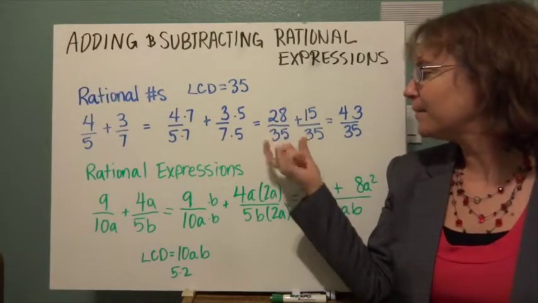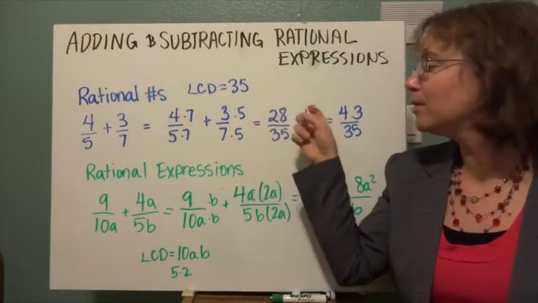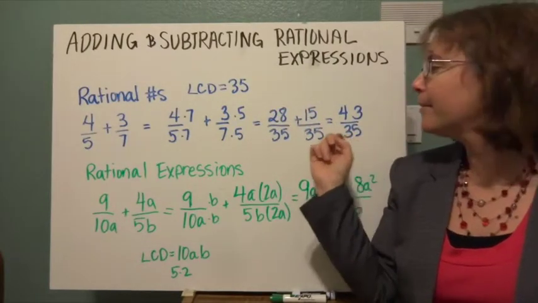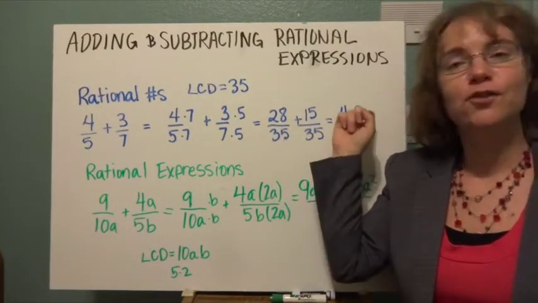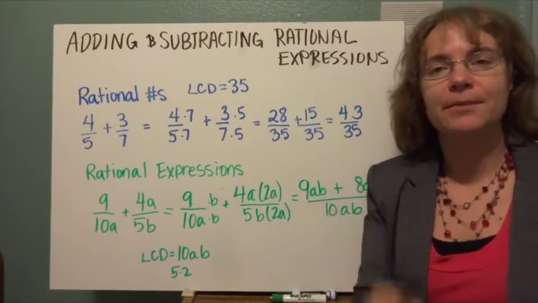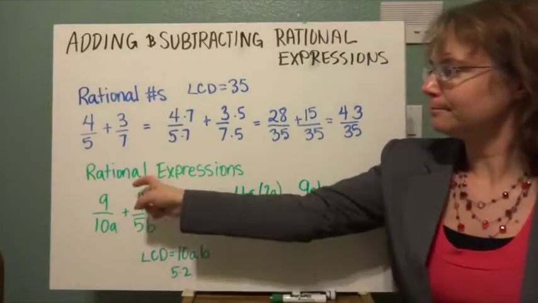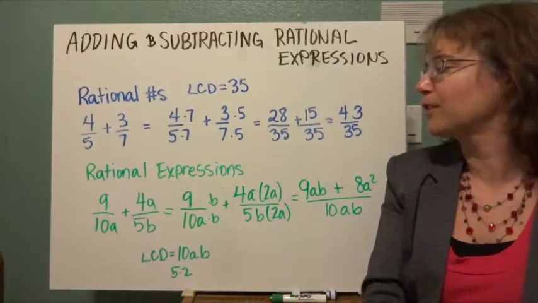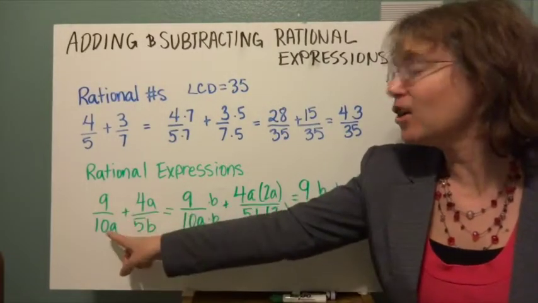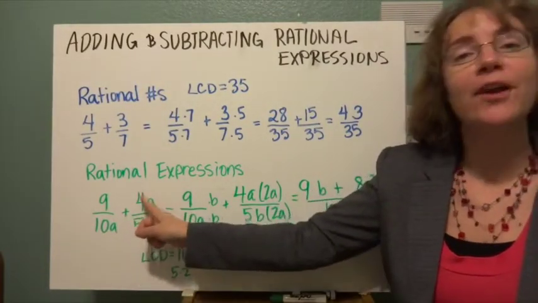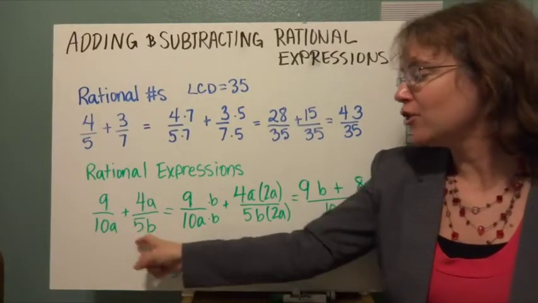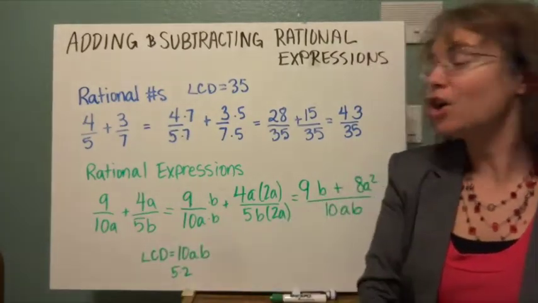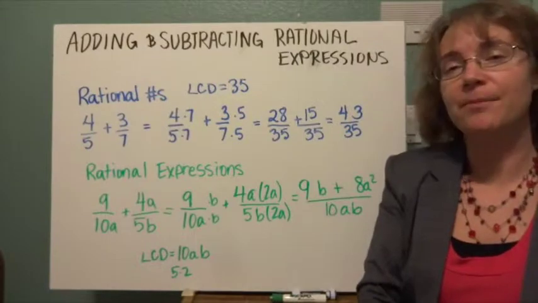Now that I have this common denominator, I can add my numerators and put them over the common denominator. 28 plus 15 is 43 over my common denominator of 35. Now I'm going to do the same thing with rational expressions. So I have 9 over 10a plus 4a over 5b. Looking at the denominator, I can find a common denominator, the least common denominator.